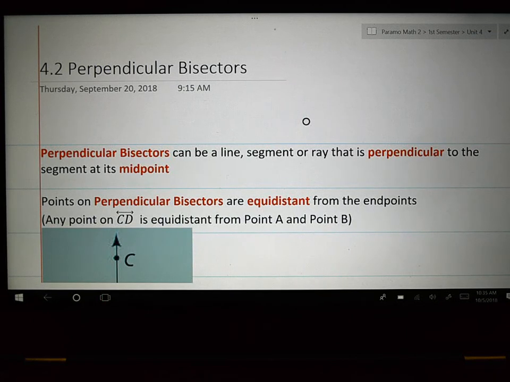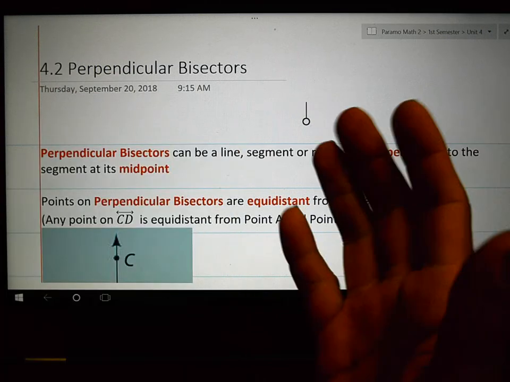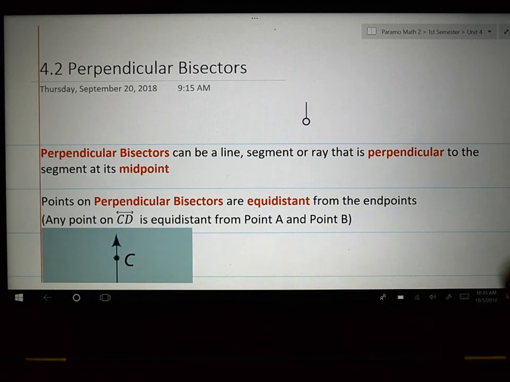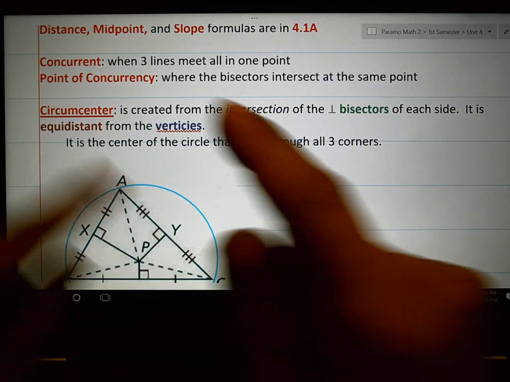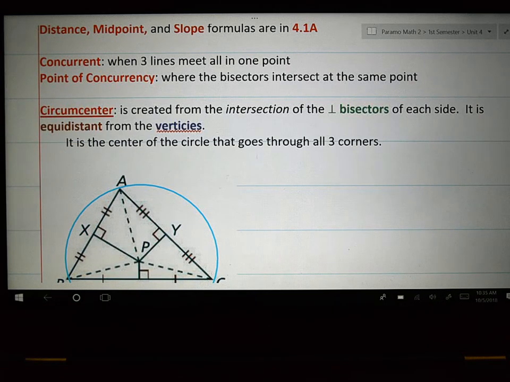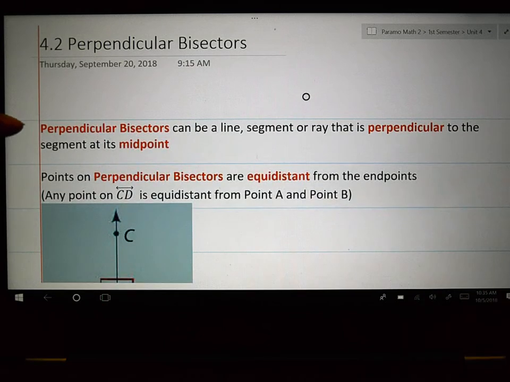4.2 is very specifically on perpendicular bisectors. You're going to have problems that deal with perpendicular bisectors, and you're going to have to know about something called the circumcenter, which is created by perpendicular bisectors, which we'll talk about in just a little bit. But the first thing that we need to know is that a perpendicular bisector could be anything.